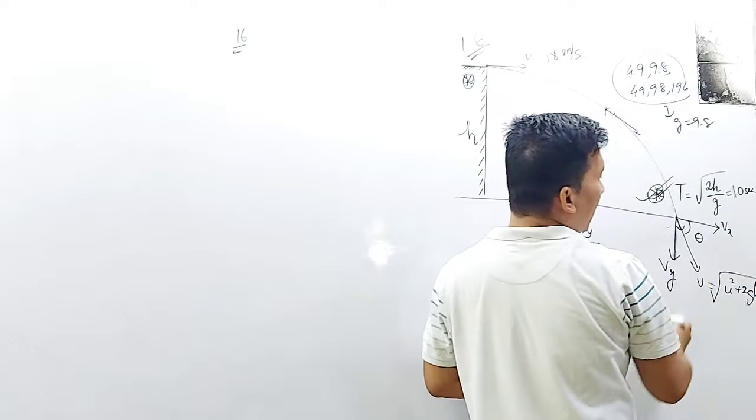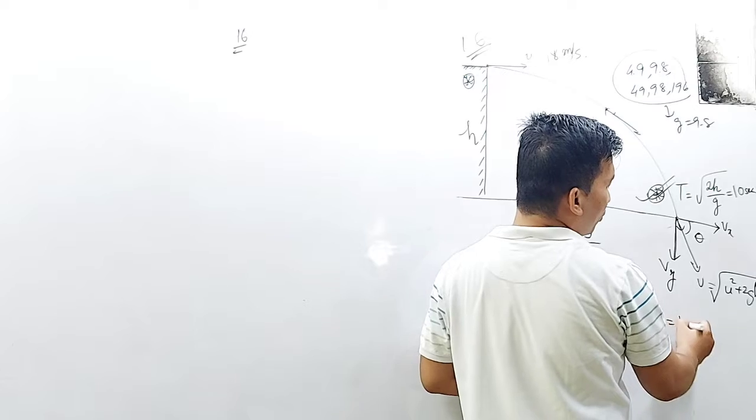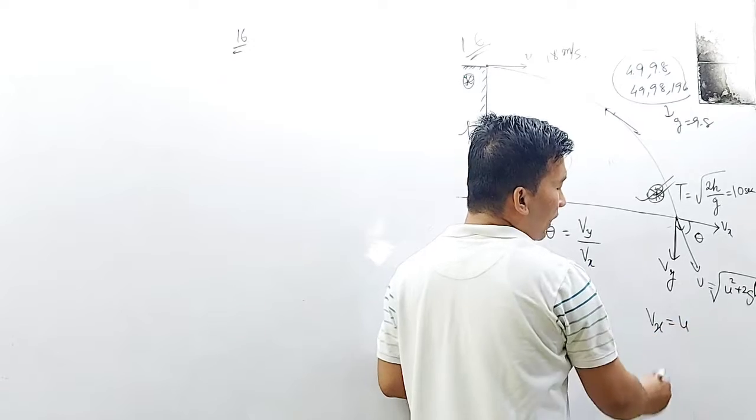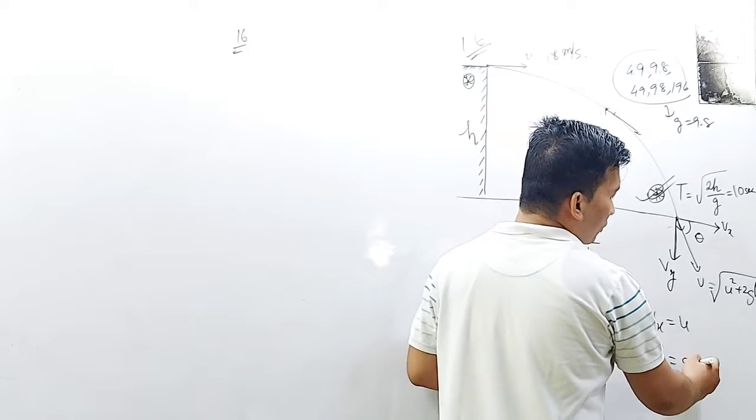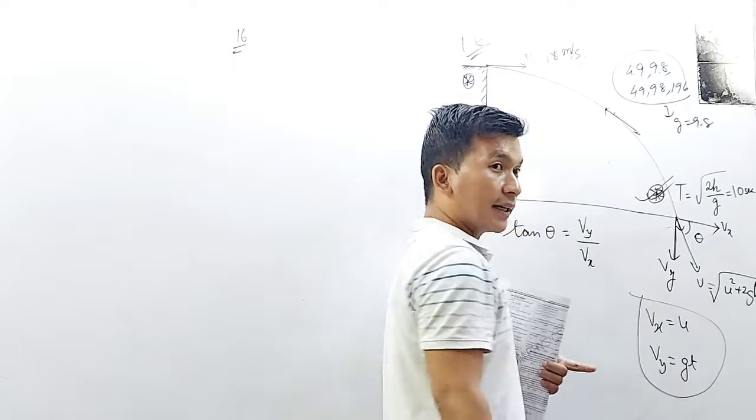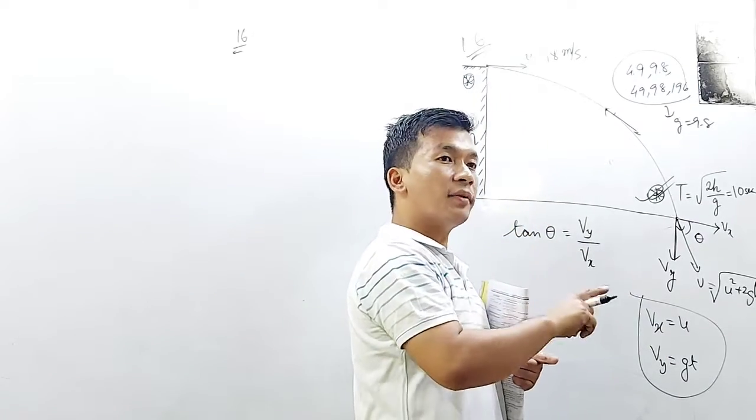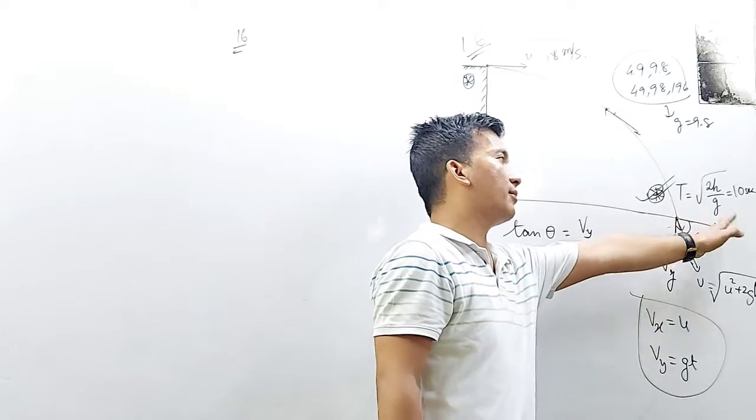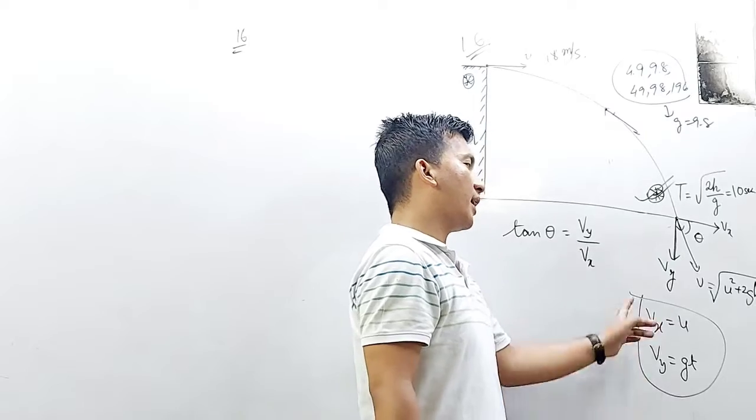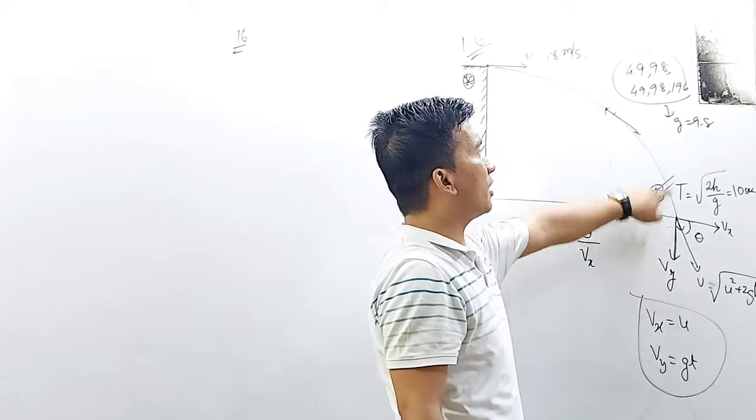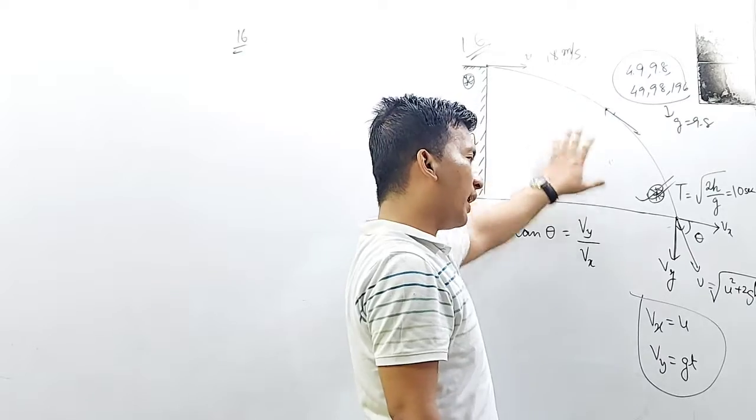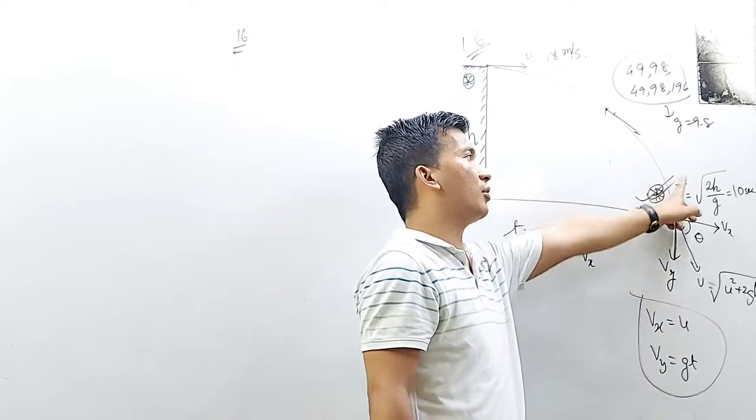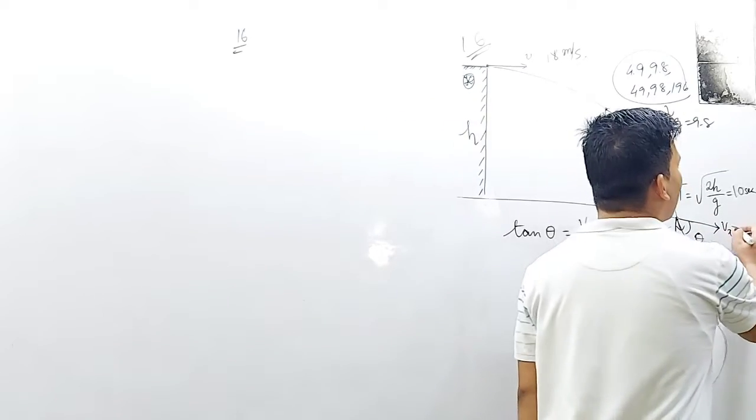Like yesterday I explained, Vx will be equal to u, because your horizontal velocity component will not be changed over height. And what about Vy? Vy will be equal to gt. The components of this velocity V will be horizontal velocity Vx and vertical velocity Vy, and at any point, it may be here, here, or here, it doesn't matter, we will have this expression. But the horizontal velocity component will not change. Vx will still be u.